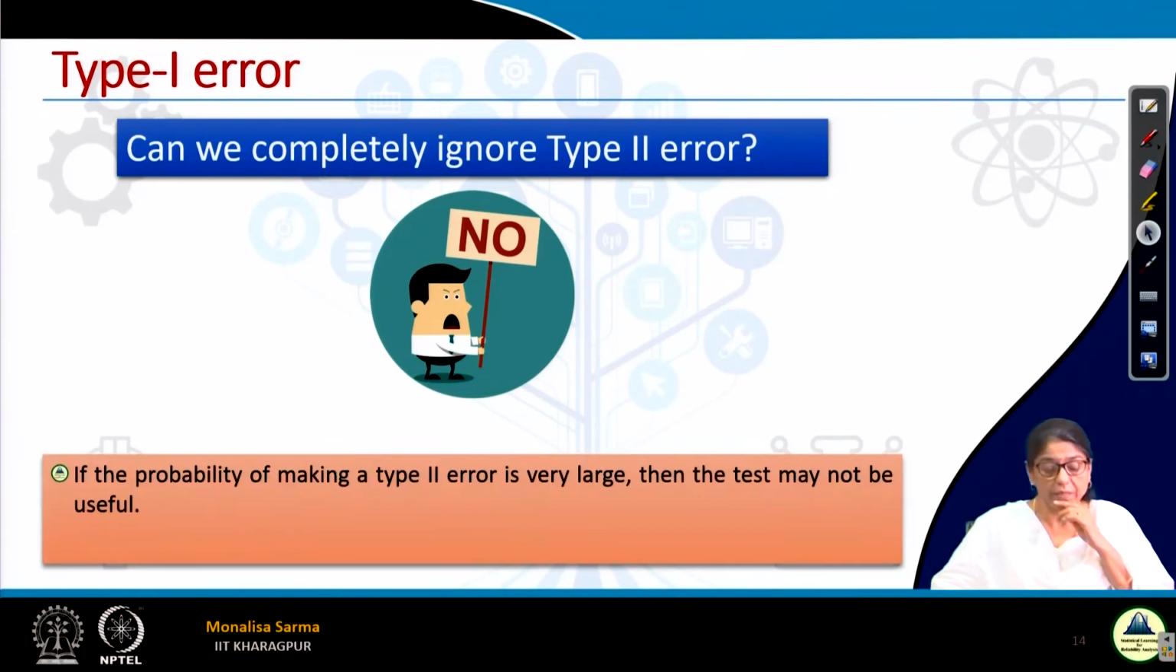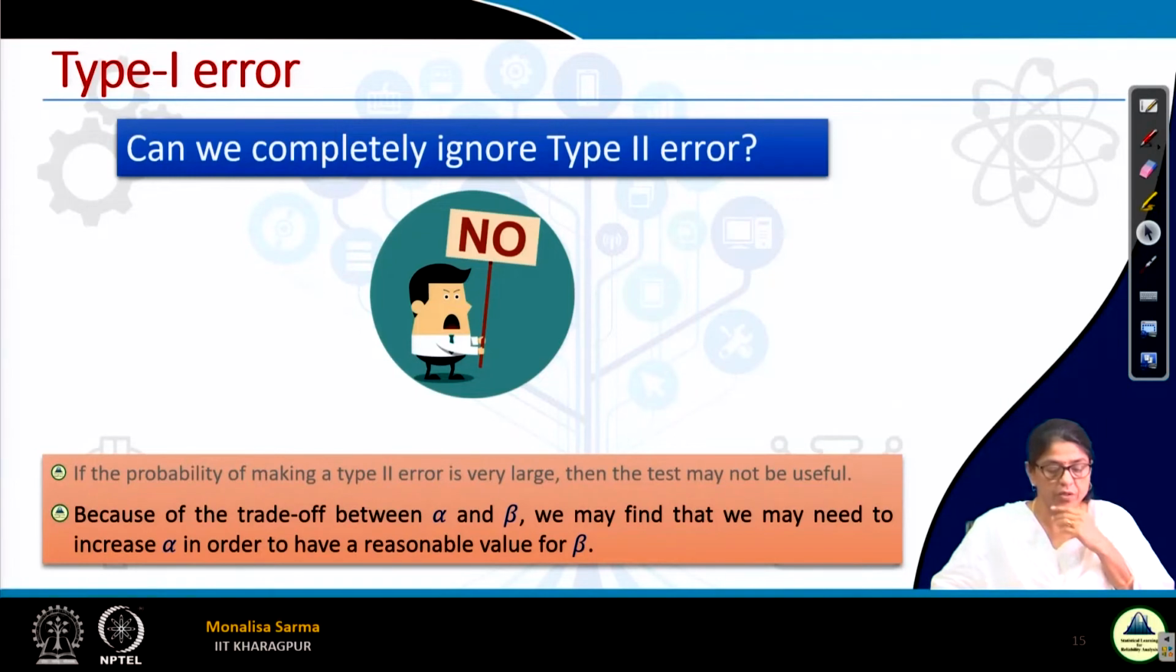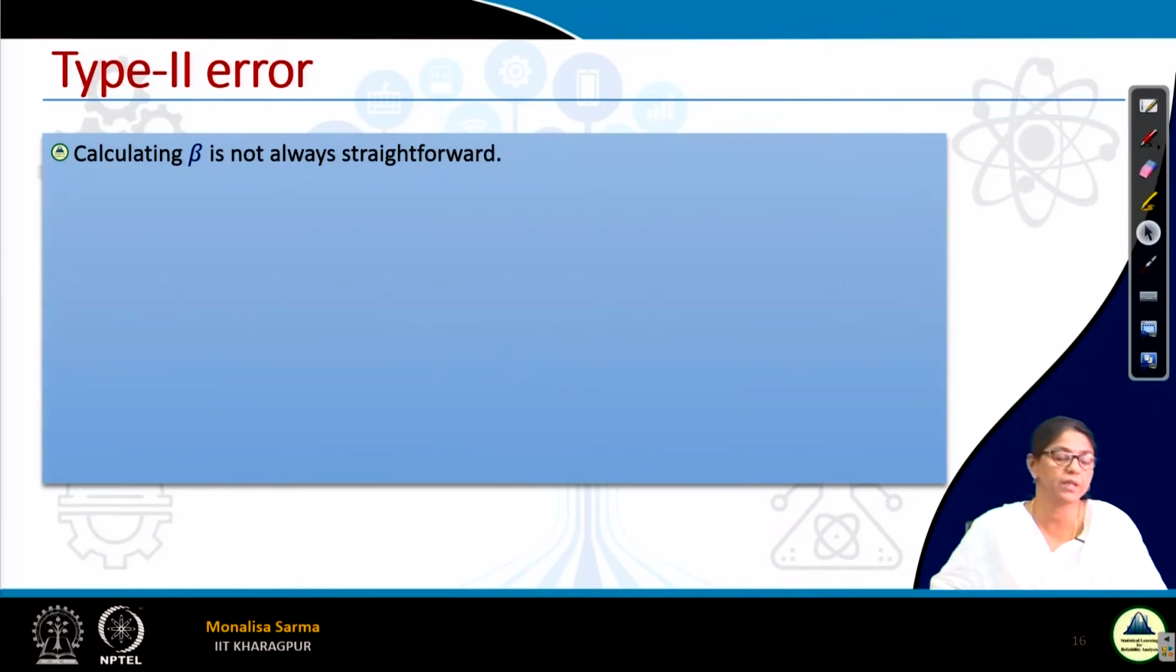If the probability of making a type 2 error is very low, then the test may not be useful either. So we'll see how. Because of the trade-off between alpha and beta, we may need to increase alpha in order to have reasonable values of beta. That totally depends on the application: what alpha you will keep, and which is more important, type 1 or type 2.